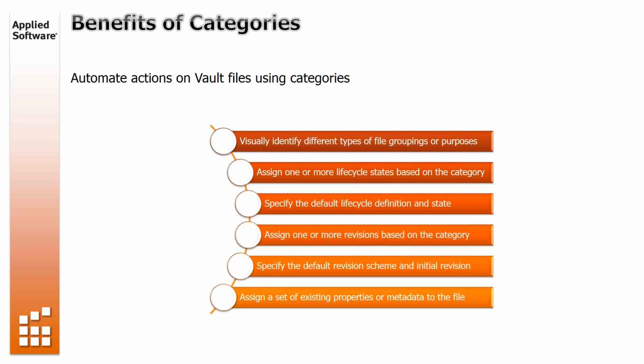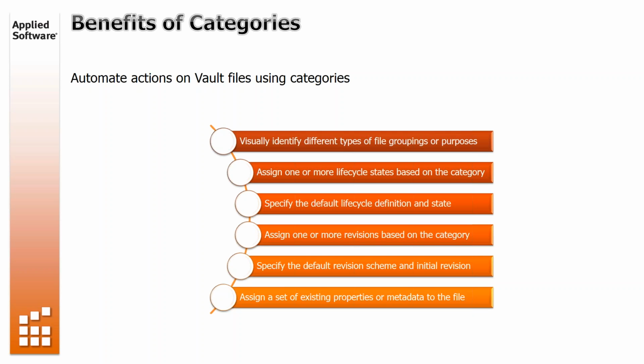Categories and their benefits. Categories are a powerful method of not only classifying different types of files or folders, but automatically assigning other behaviors. Combined with rules, as users add new files to the Vault, lifecycle definitions and states, revision schemes and revision levels, and specified properties can be automatically assigned to the files. This ensures a very high level of both consistency and completeness to the data.